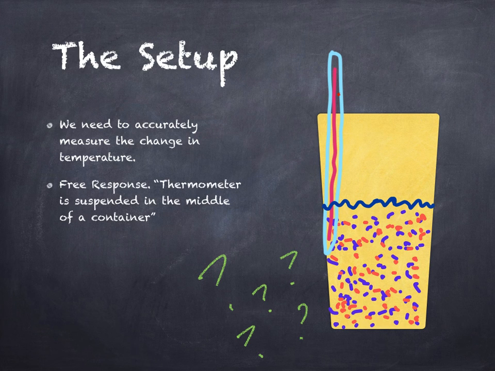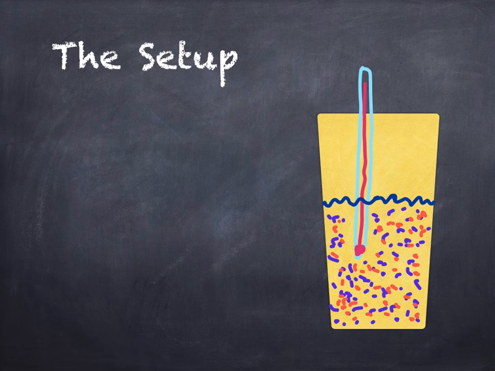So we are going to state the thermometer is suspended in the middle of the container. Suspending means it's not touching the bottom. In the middle means it's not touching any of the sides. So now we've eliminated that source of error. And believe me, readers will be looking for that.